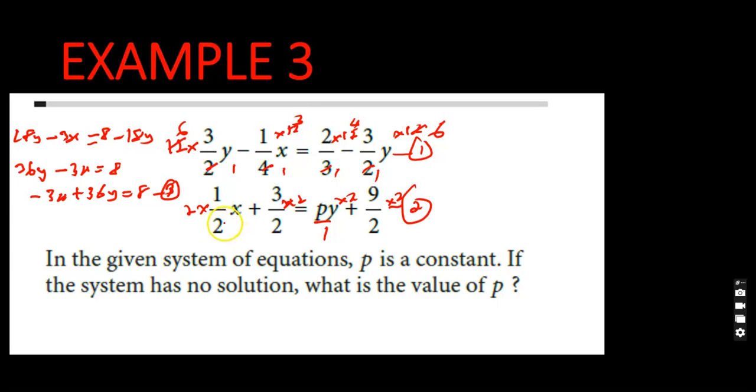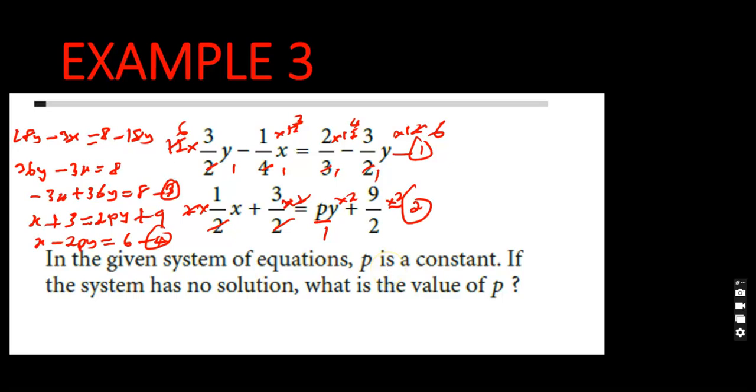If I multiply this by 2, I have x left. Here, I have plus 3. Then here we have 2py. Then here we have plus 9. So if I rearrange that, I will have x minus 2py is equals to, if I take 3 to the other side, 9 minus 3, I have 6. So let me call this equation 4. So I will solve equations 3 and 4.